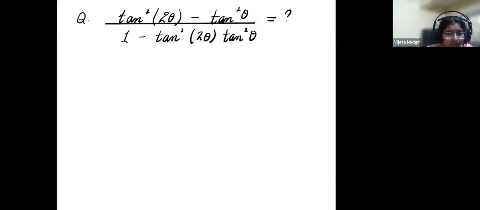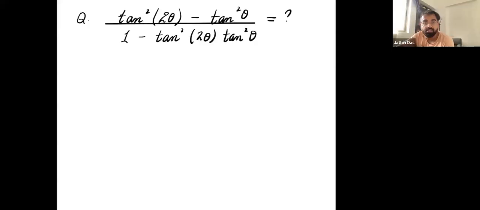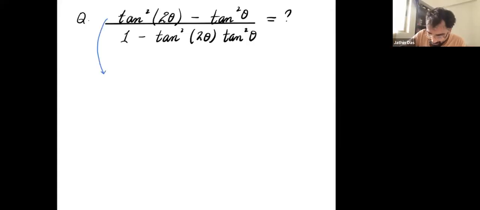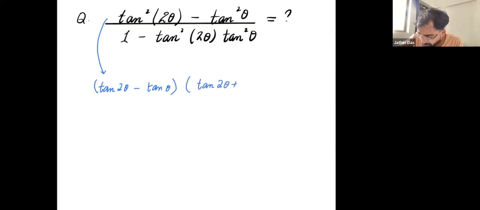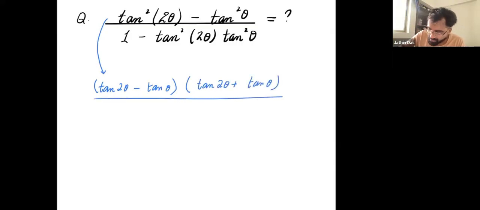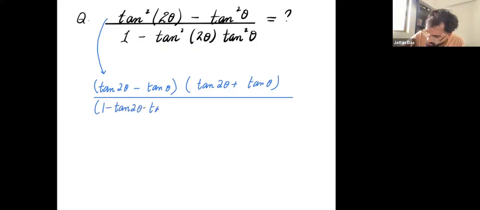Both have minus in the numerator. So see, it is an A square minus B square form, on top and below. So what is A square minus B square? A plus B into A minus B. So I'll write (tan 2 theta minus tan theta) into (tan 2 theta plus tan theta). The denominator is also A square minus B square, so (1 minus tan 2 theta into tan theta) into (1 plus tan 2 theta into tan theta).